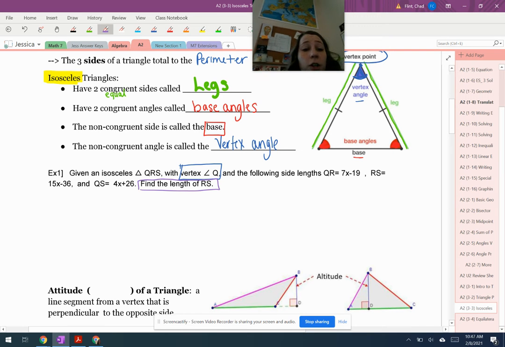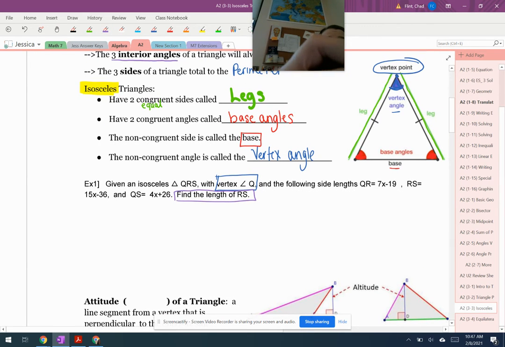First, that they don't give me a picture. So whenever you're not given a picture, make sure that you give yourself a visual to look at. Draw a pic.